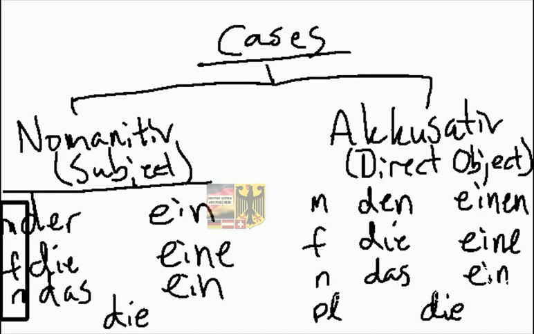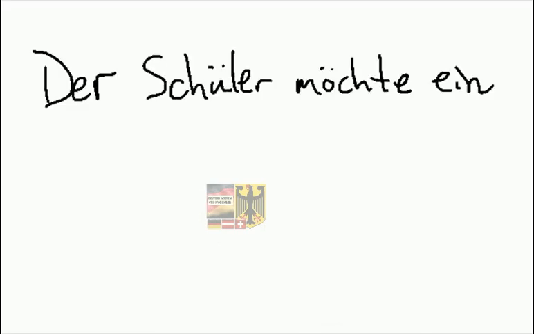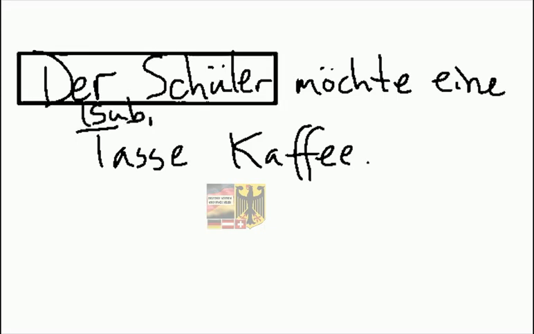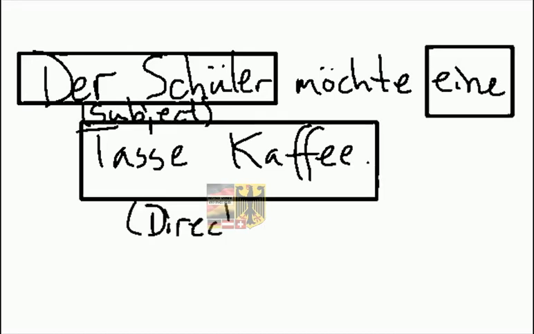So let's talk about what the direct object is in a sentence. If we look at a sentence like "der Schüler möchte eine Tasse Kaffee," the Schüler is the subject, the person doing the action that the verb, here möchte, describes. So the student would like something. And what is it that the student would like? A cup of coffee, and that cup of coffee is the direct object. That is what is being affected by the subject.